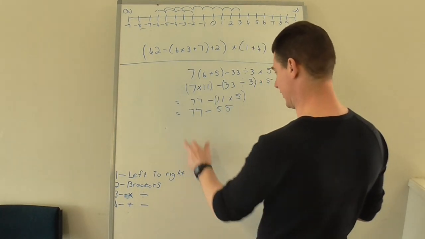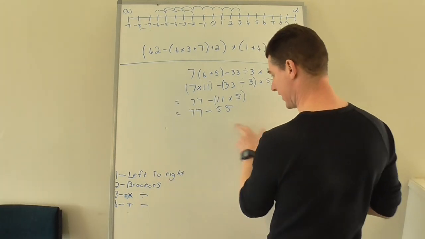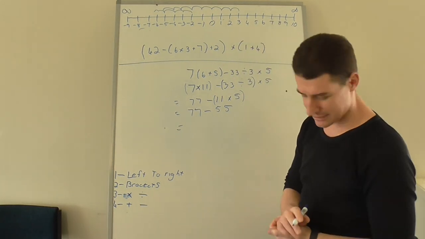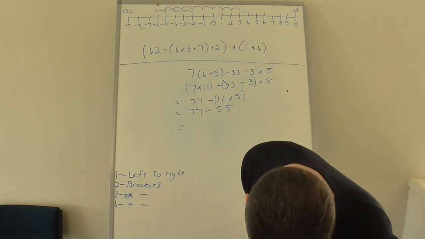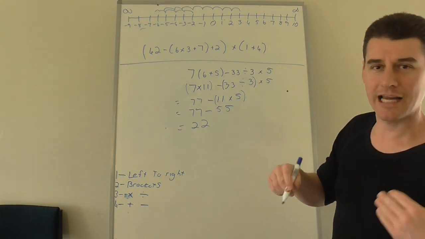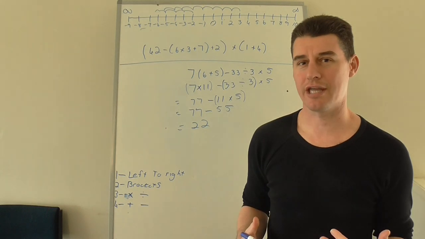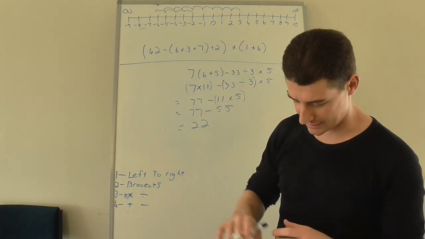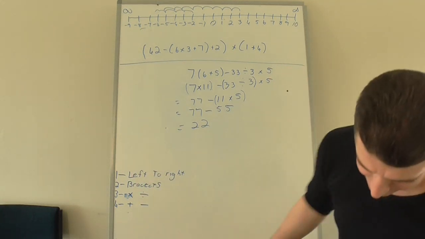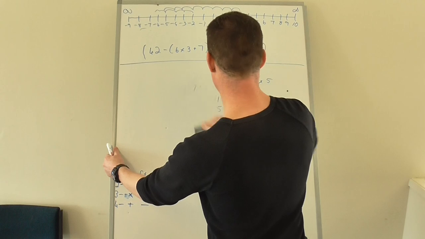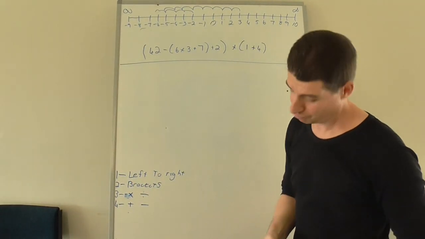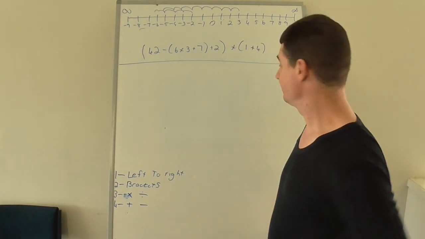So now we start again. You move left to right. Any brackets, no. Any multiplication, division, no. Adding, subtracting, yes. So 77 minus 55, and that is 22. So I hope by now you guys can see how all of this stuff works together and how you get to these answers. But you just need to practice and work with the maths. Now I'm not done yet. I'm going to do another example, because once you grasp this method of doing maths, you can basically do maths.